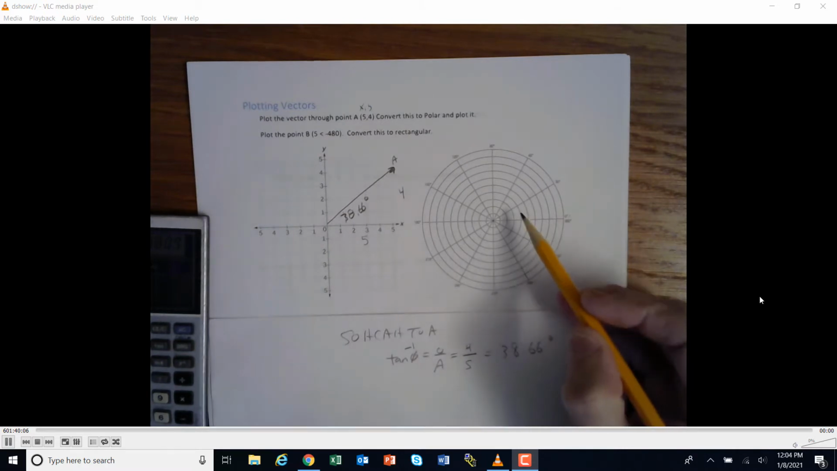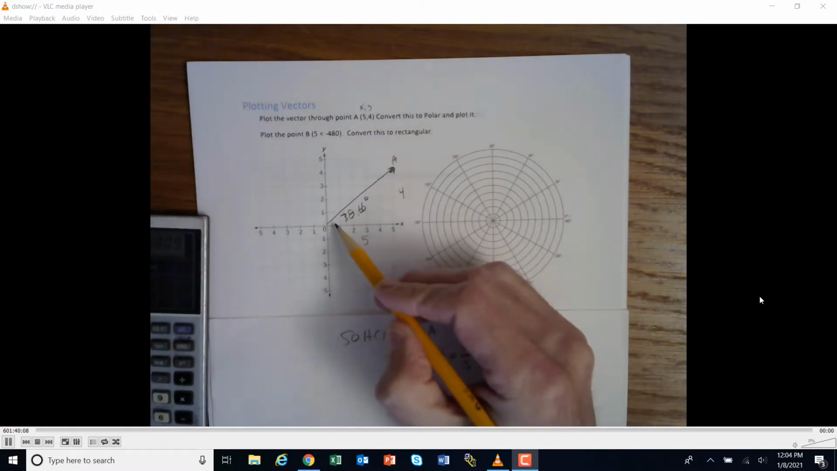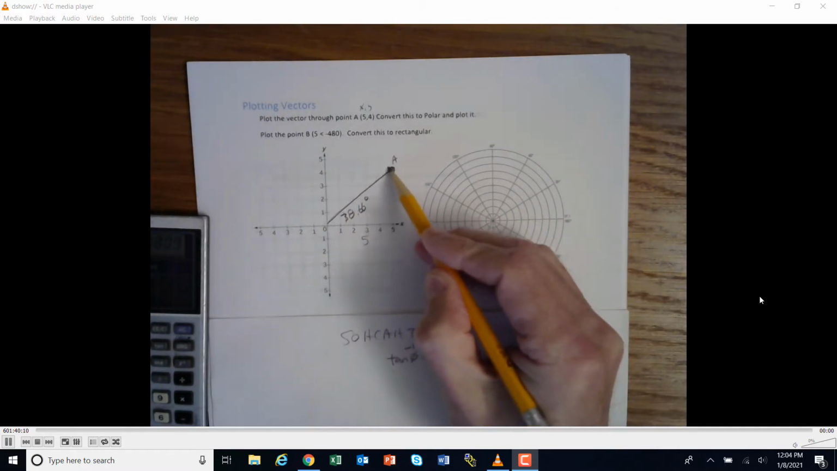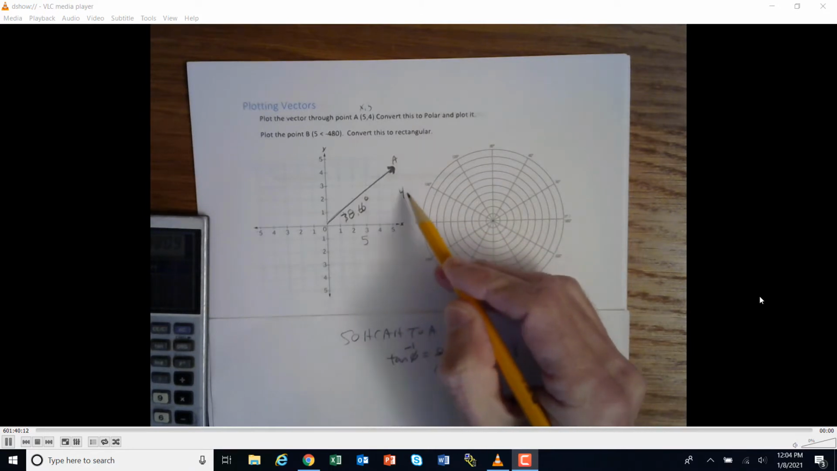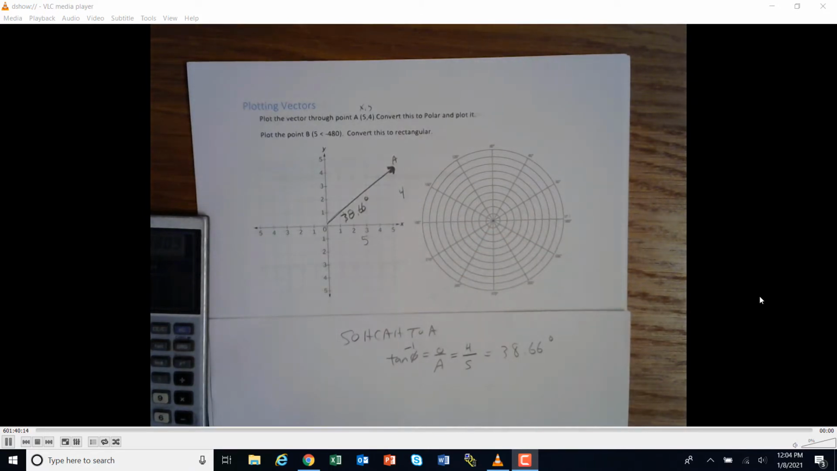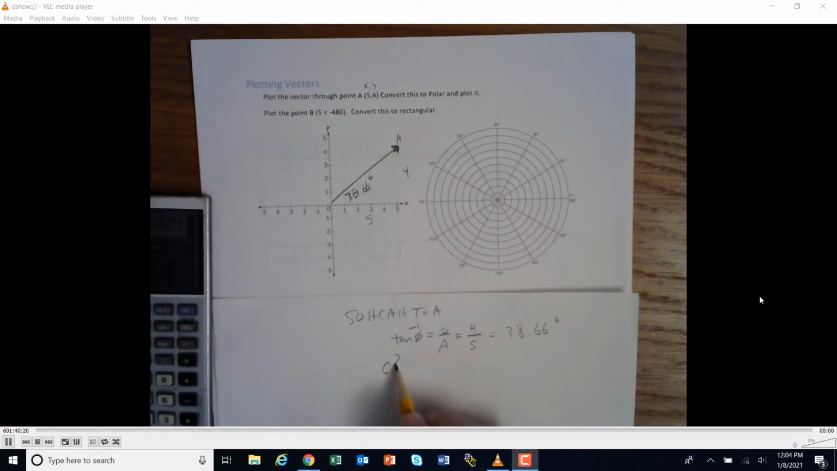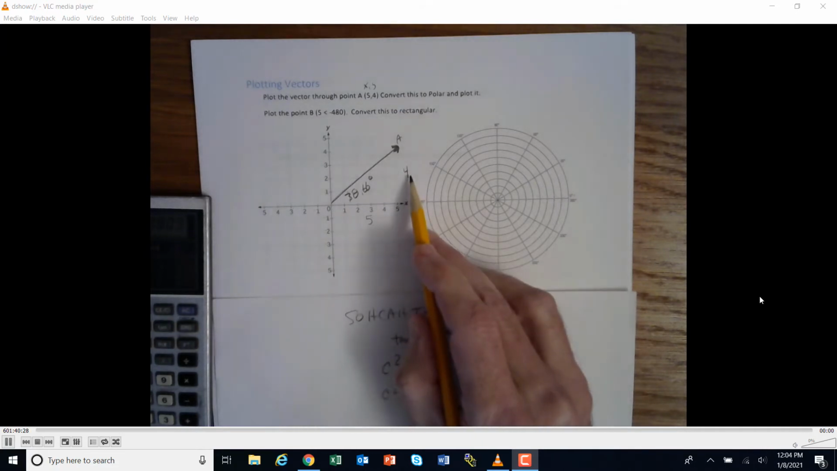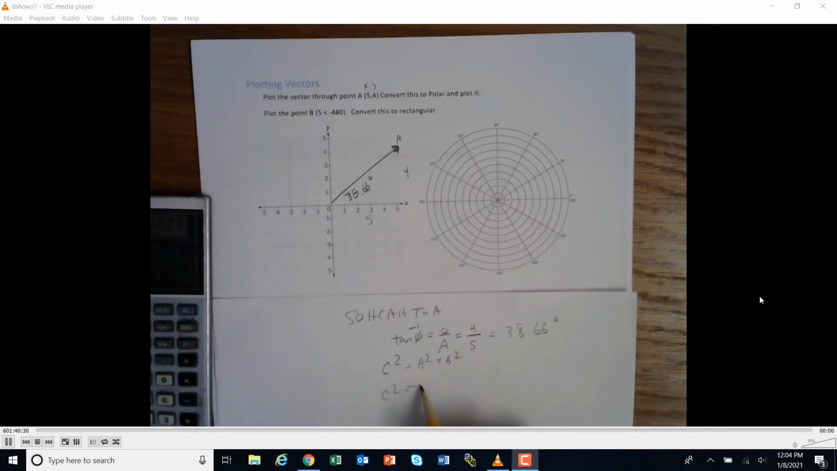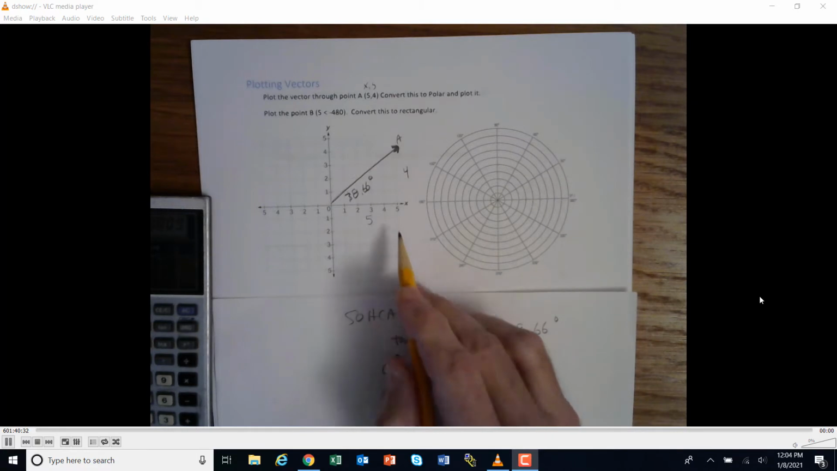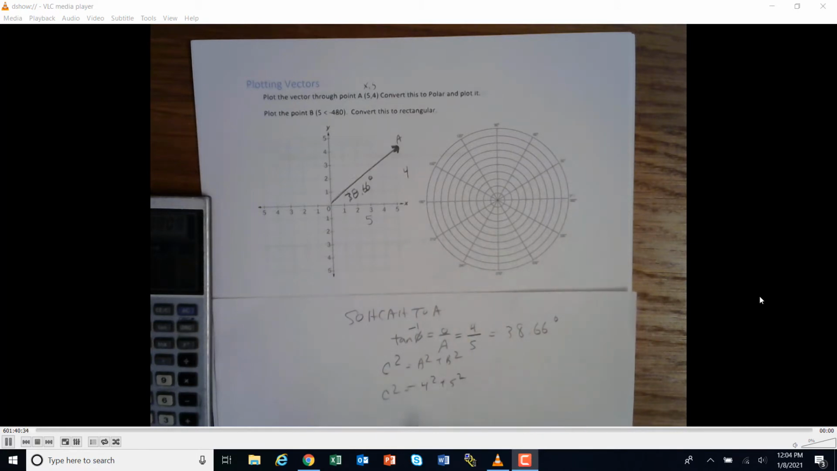But we do need the magnitude of this, and that's what's shown here by the hypotenuse, all right? So we could use trig to get the hypotenuse, sine or cosine, but maybe we should just use the Pythagoras theorem, because we know that c squared equals a squared plus b squared, okay? And that's Pythagoras. So we want c squared equal to 4 squared plus 5 squared.